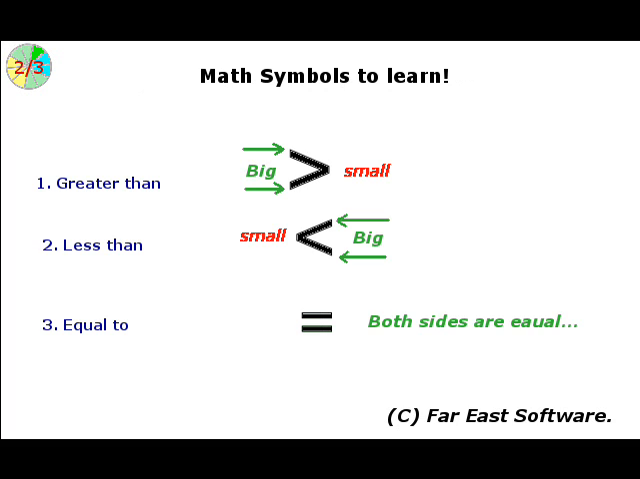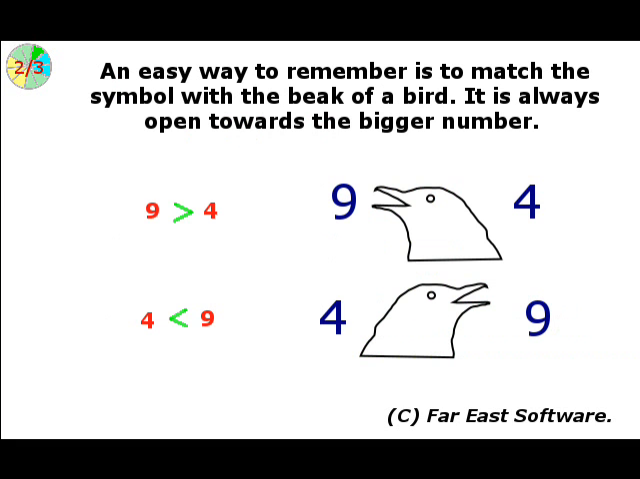Here are some more symbols that we use in maths to represent the comparisons. One easy way to memorize these symbols is to remember that the lines converge onto the smaller side. So in the greater than symbol, the number on the left is greater than the number on the right because the two lines converge onto the right. Or you might imagine that the symbols look like the beak of a bird, and the beak of the bird is always open towards the bigger, juicier number.